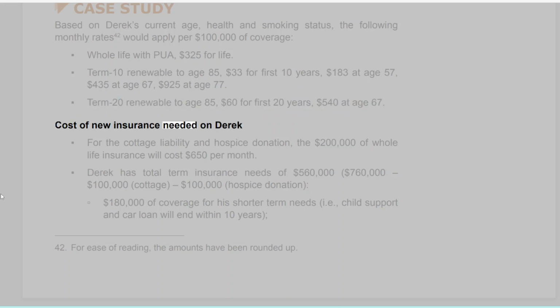Cost of new insurance needed on Derek. For the cottage liability and hospice donation, the $200,000 of whole life insurance will cost $650 per month.